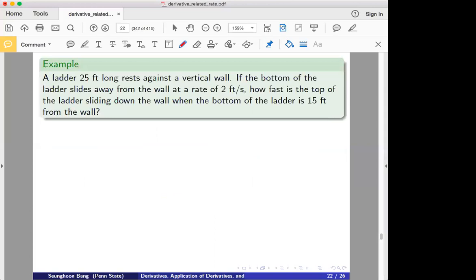This is the first problem. A ladder 20 feet long rests against a vertical wall. If the bottom of the ladder slides away from the wall at a rate of 2 feet per second, how fast is the top of the ladder sliding down the wall when the bottom of the ladder is 15 feet from the wall? So let me see. Step 1, diagram and notation. What's the diagram? Here. So we need a vertical wall.